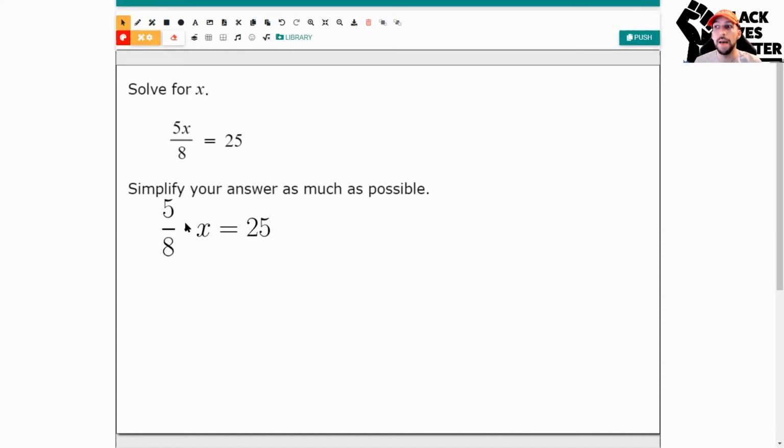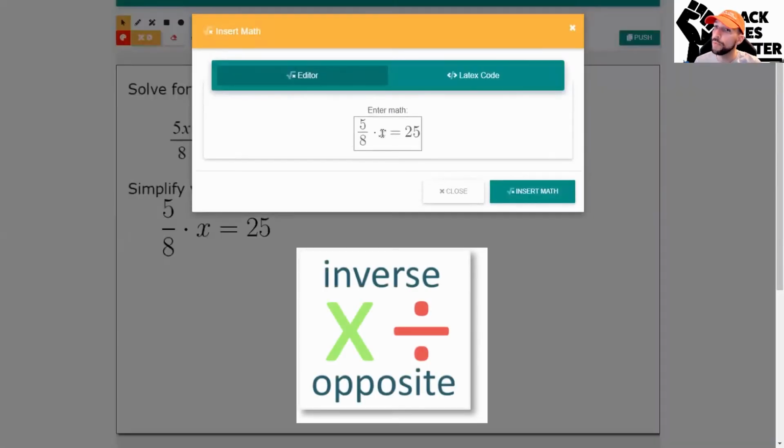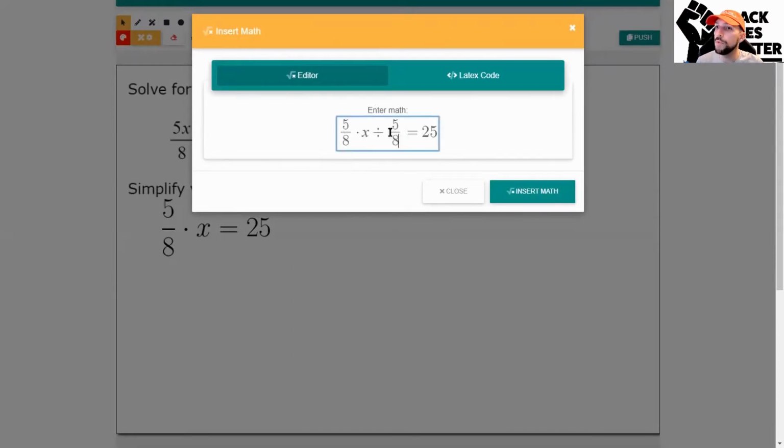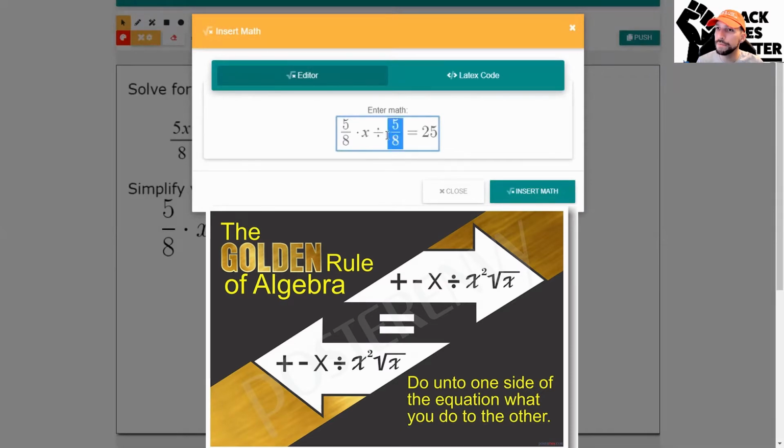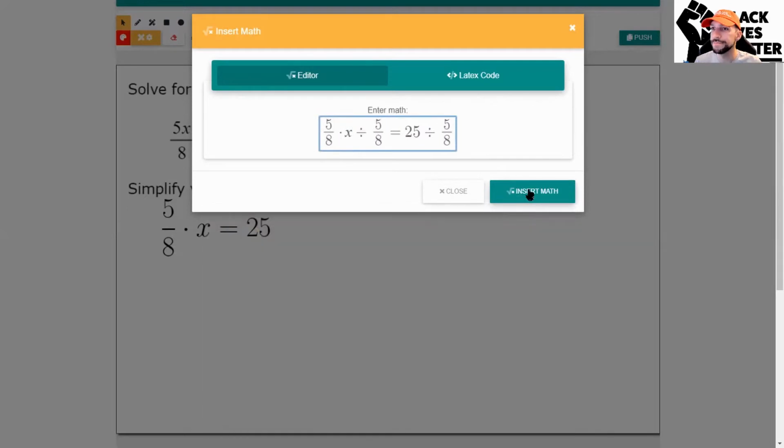Now, step 2, opposite operations time. We were multiplying x by 5/8, so we need to do the opposite operation. So let's divide by 5/8. And what we do to one side, we must do to the other. That is the golden rule of algebra.